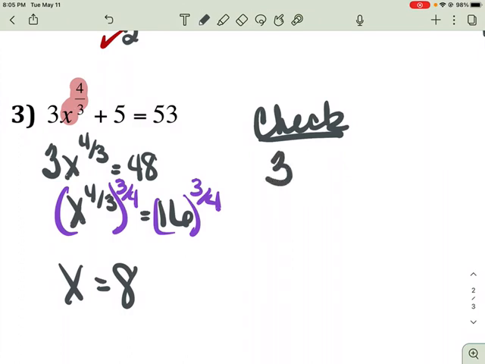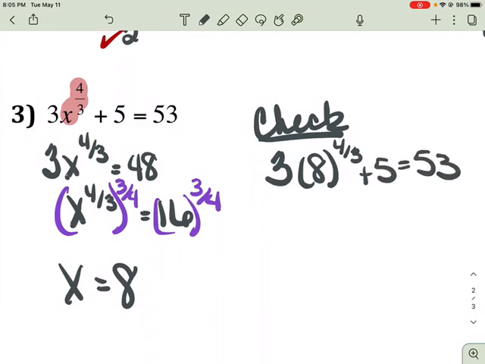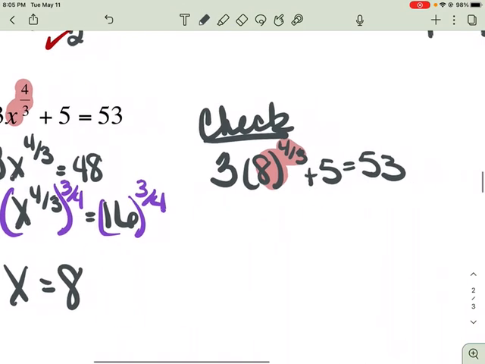So 8 to the 4/3 plus 5 is equal to 53. Now again, this is what's being taken to the power. So we need to do that first.